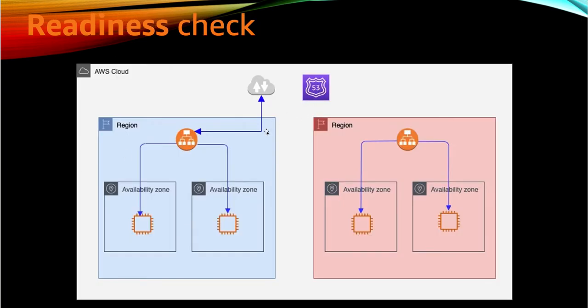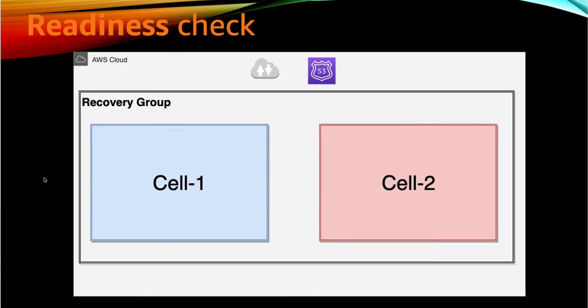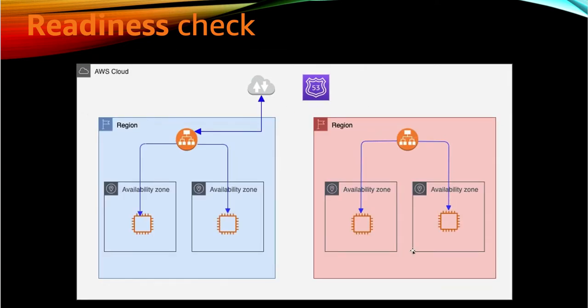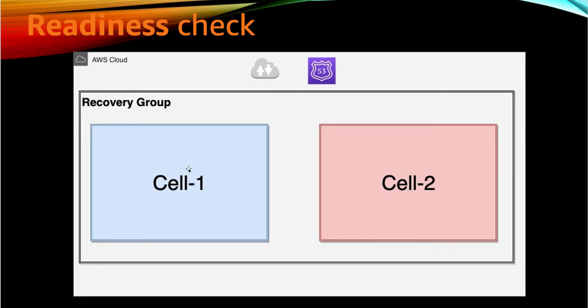Here is a similar example where you have two different regions, each with a load balancer, and you have two different instances running or registered with this load balancer. Right now your traffic is going to this particular region, and you need to fail over to the other one. So I'll just map how the cells look. You can say that the whole application is a recovery group, and each region is a cell. So cell 1 and cell 2.